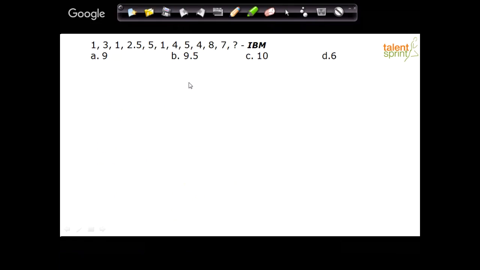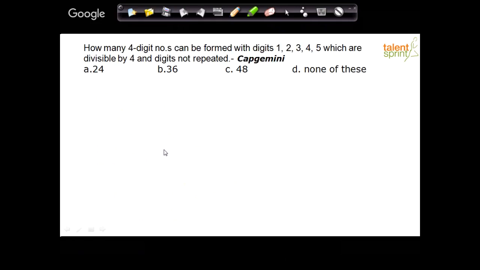See, such questions, when you practice more, you will be able to find the answer. Now let's look at the next question. This is a question that was asked in Capgemini, and this question is from the topic permutations and combinations. Let me read out the question for you.